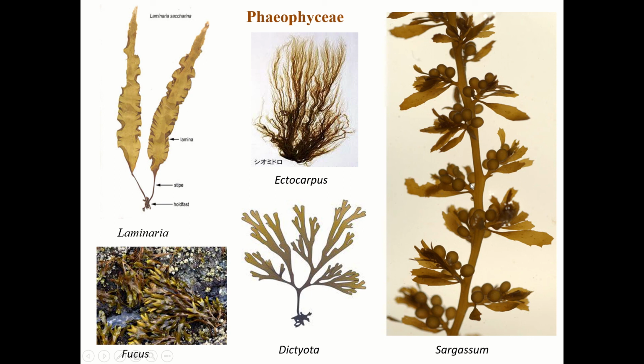And you can see these are the air bladders. You can see bubbles like so. This is the identifying character of Sargassum. So you can identify this as the Sargassum species, and this is commonly found on our beaches.